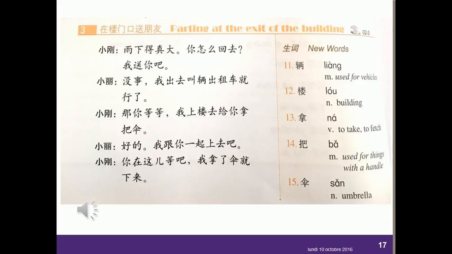13. 拿, this is a verb. This is a very important verb. The hand radical is here. It means it has something to do with an activity involving the hand. So 拿 means to take, to fetch, to grab.